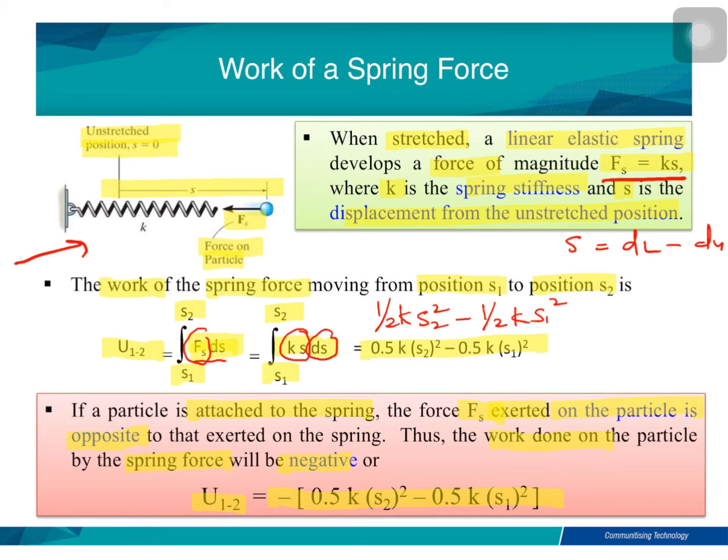If a particle is attached to the spring, the force exerted on the particle is opposite to the force exerted on the spring. So the work done by the spring will be negative. You must remember the work done for the spring is negative half K s2 squared minus half K s1 squared. Understand? So overall we have 3 types of work done: number 1 from the force, number 2 from the weight, number 3 if attached with the spring.